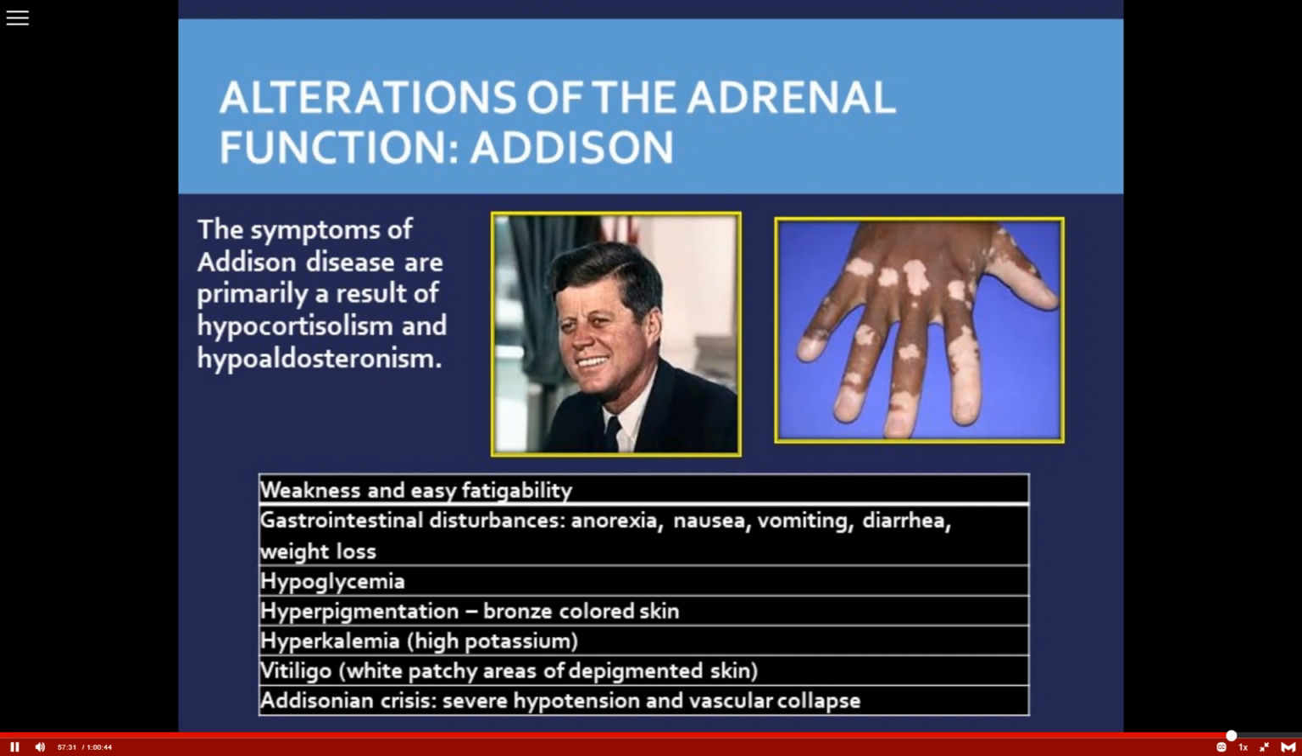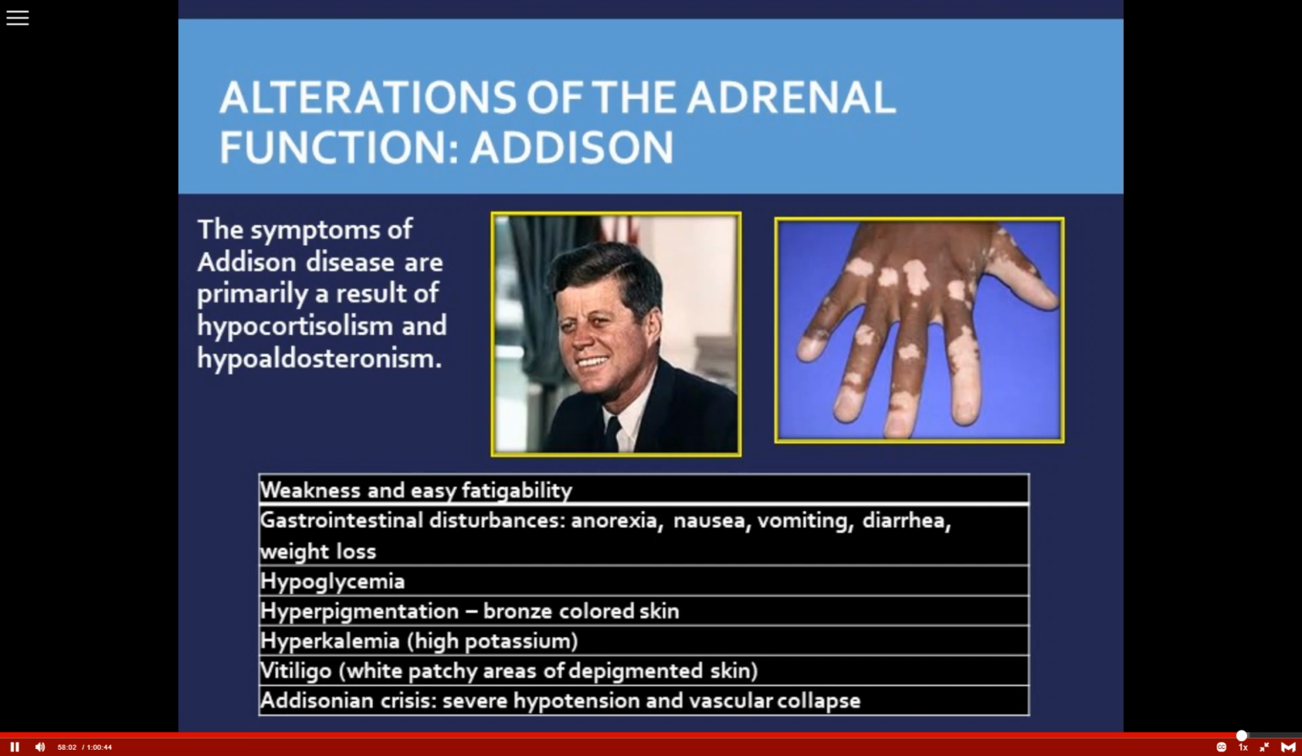I always add President Kennedy on here because people always thought, he was on the beach, but they really suspect that he might have had Addison's disease because he's got that beautiful tan year round. Well, we don't know. And that might just be a myth. But I think that really demonstrates how they have that tan. The other thing is, look at this pigmentation. You can see that it's vitiligo. Vitiligo are white patchy areas of depigmented skin.